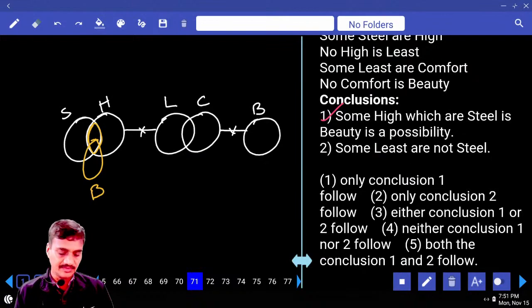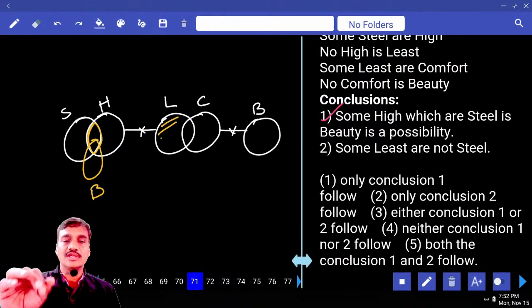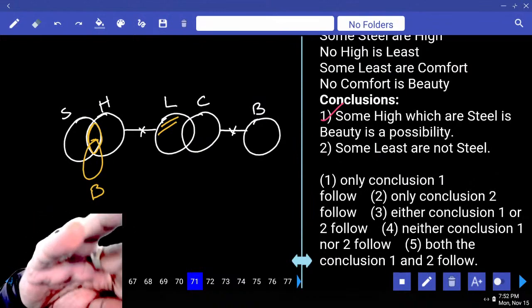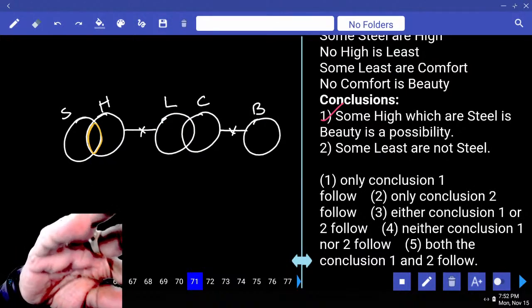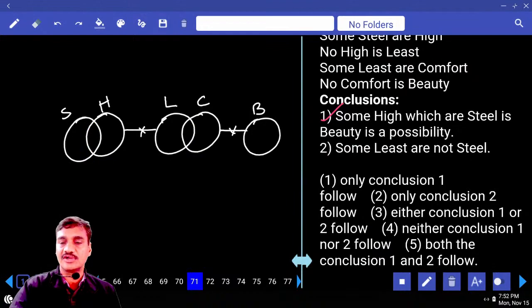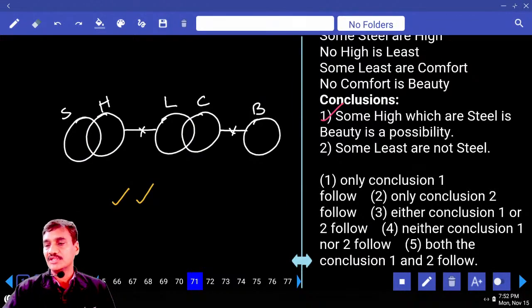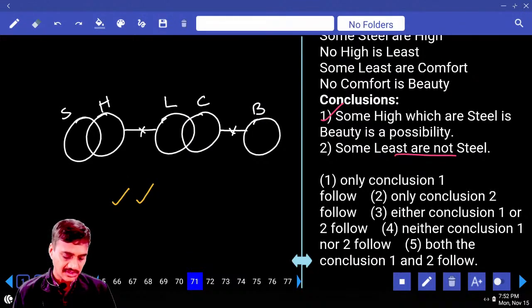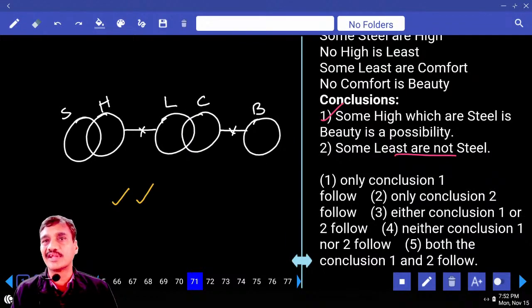Then what is the next one we have? And the second conclusion. Now in the second conclusion, tell me what is your answer in this one? Some least are not steel, or not. Some least are not steel as of now. No least is a steel is true. No intersection between least and steel. As no least is steel is true, some least are not steel is also true. Some least are not steel, and it is what? It is a negative conclusion. Negative conclusion means we need to go for an alternate diagram. What is a complementary pair to this one?